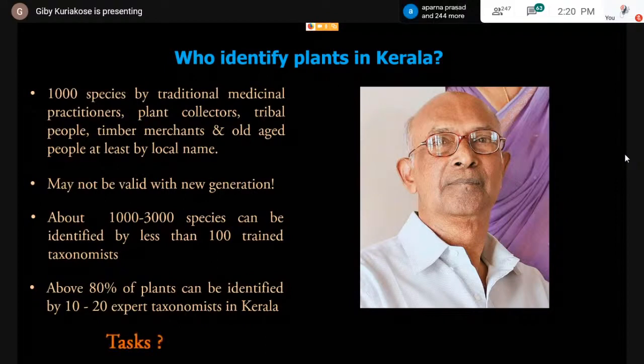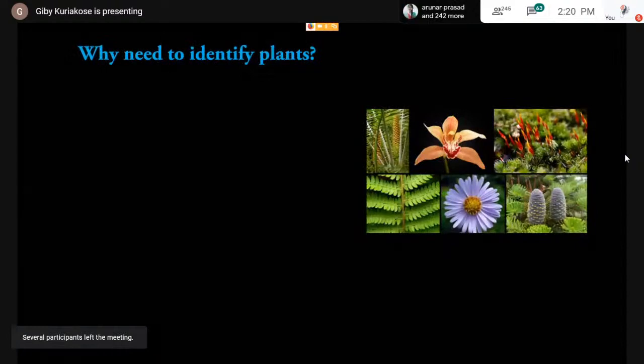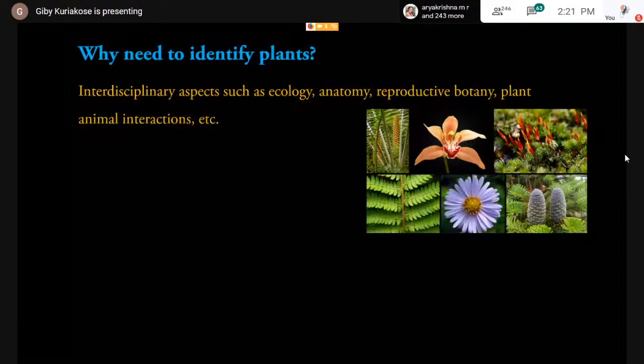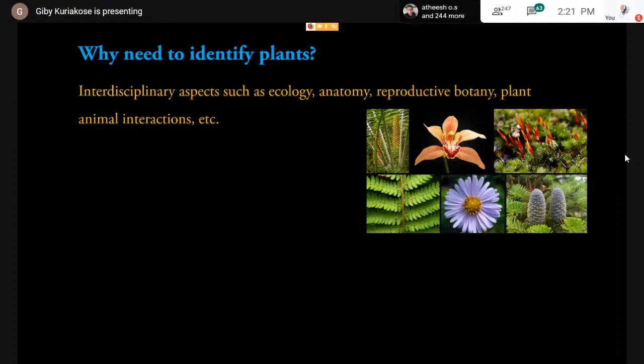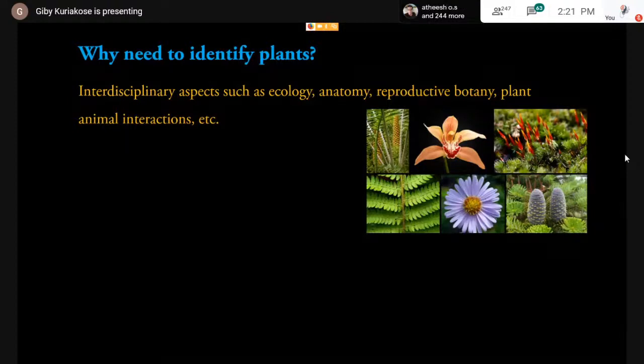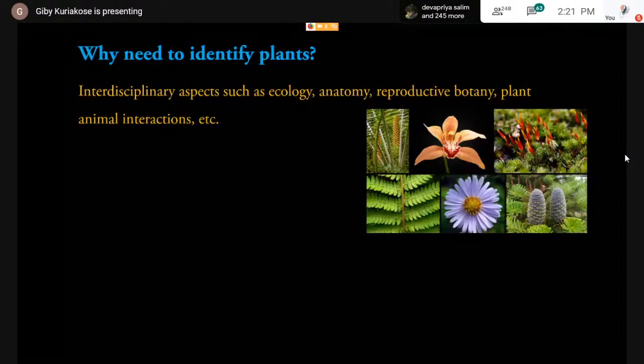Okay, then we can assume what the tasks are with us. With that task in mind, let us go ahead. So why do we need to identify plants? When we relate plant taxonomy or identification, many things come up: plant ecology, anatomy, reproductive botany, plant-animal interaction. If you want to carry out any studies in these areas, you have to have a thorough understanding of identifying plants in the field.